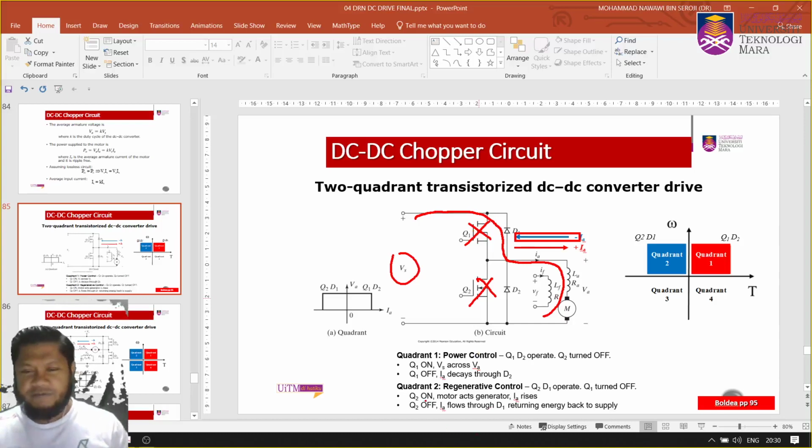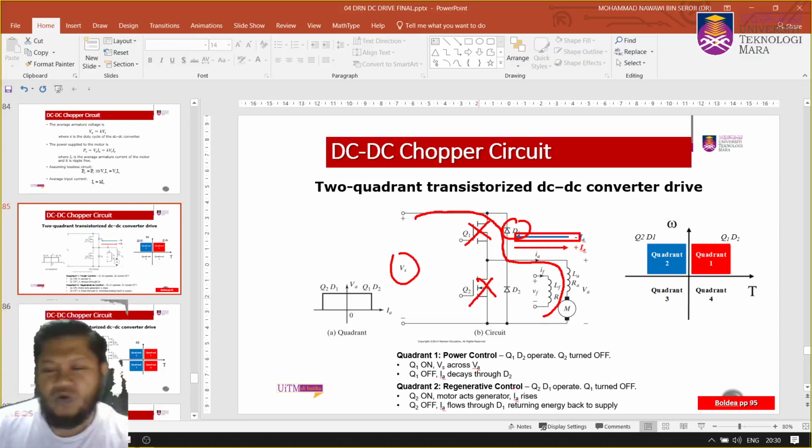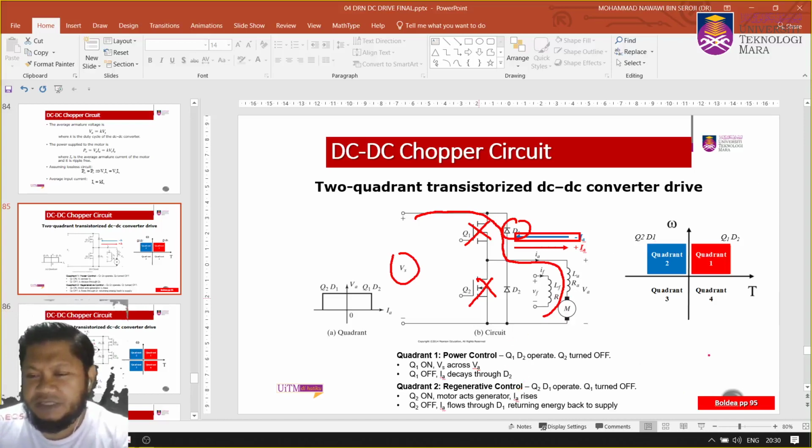So that's why you have Q2 off. IA flows through D1. Look at that, D1 here. So it will select this path. Okay, D1 and energy returning back to the supply. So that is where you have the condition of regenerative control. Okay, so you can refer to Boldia page 95.